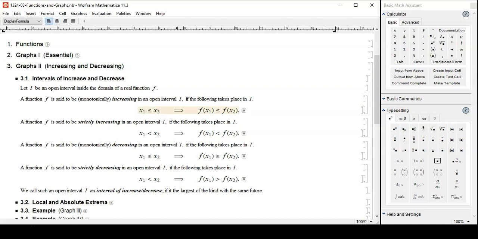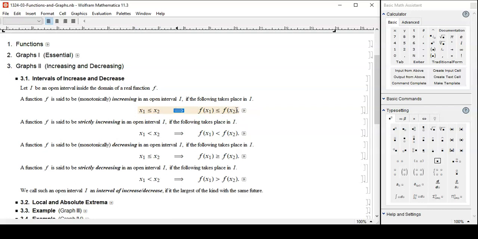Increasing, what do you mean by that? As x1 becomes x2, and x2 is bigger, right? As x coordinate increases, now look at the function value. F of x1 becomes f of x2. The function value gets bigger as well. So as x coordinate increases, function value also increases. The y coordinate gets larger. You see, function value is y coordinate.